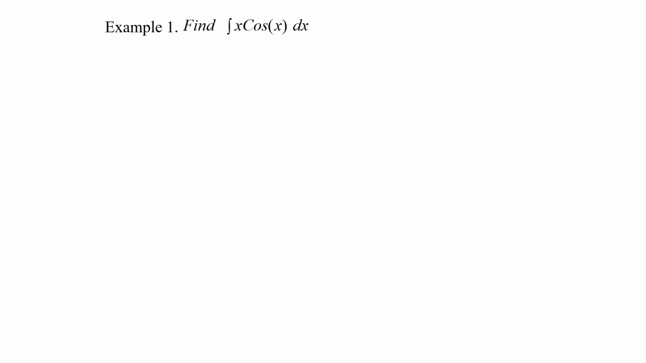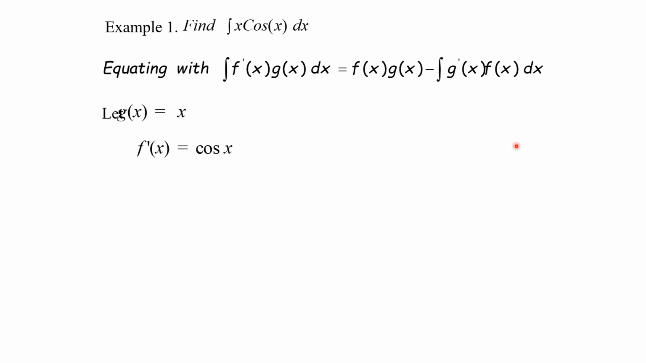Now we will look at the first example for integration by parts. As you can see, we need to integrate x multiplied by cos x, which is a product of two different functions. Therefore, we equate it to the formula which we derived from the product rule in the previous slide: the integration of f'(x)g(x) with respect to x equals f(x)g(x) minus the integration of g'(x)f(x) with respect to x.